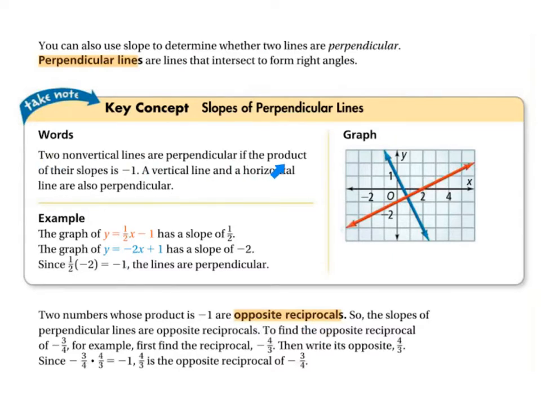So two non-vertical lines are perpendicular if the product of their slopes is -1, meaning if you take this slope and you take this slope and you multiply it together, you get -1. Okay, a vertical and a horizontal line will always be perpendicular.